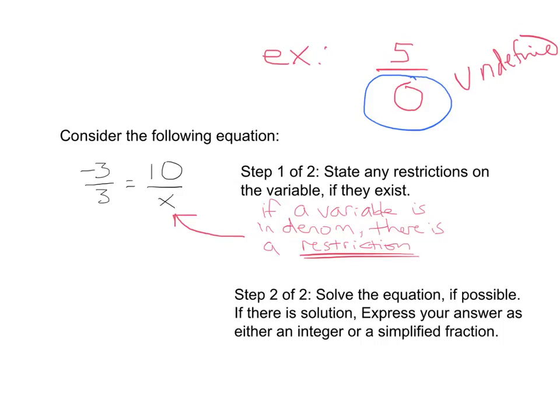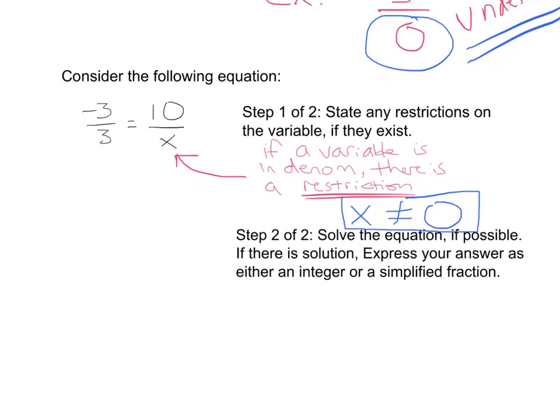In this case here, if we look at this fraction that has the x on the bottom, we're going to ask ourselves what value, if we put it in there, would make that undefined. Well, if x is equal to 0, 10 over 0, then this fraction is undefined. So our restriction is 0. x cannot be 0, because if it is, then our fraction is undefined. So that's the first part of that.